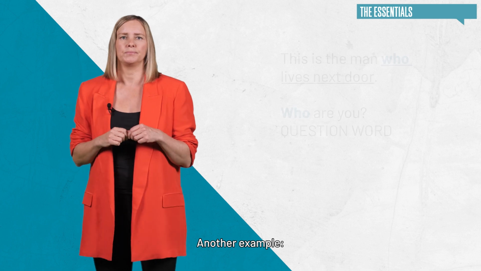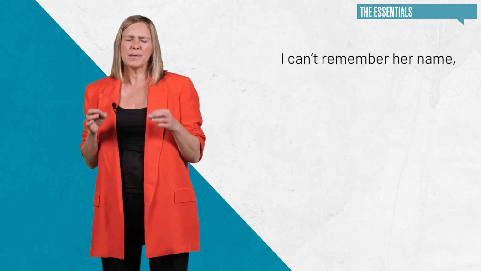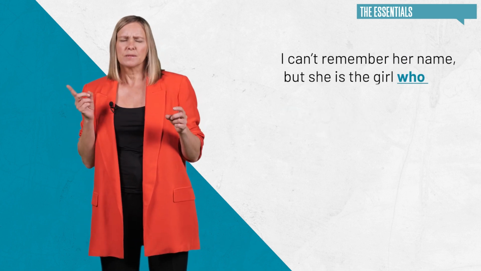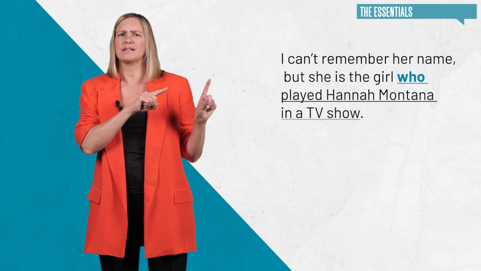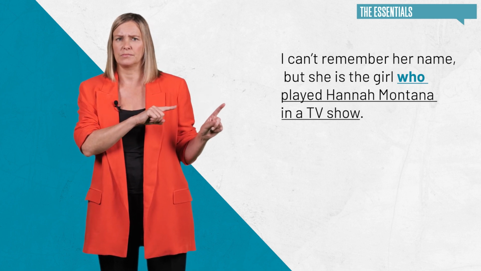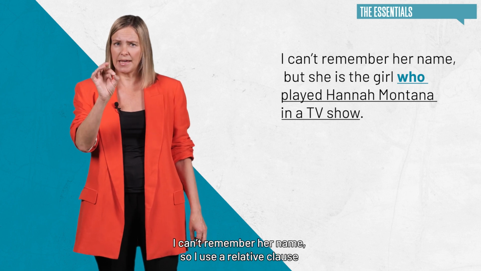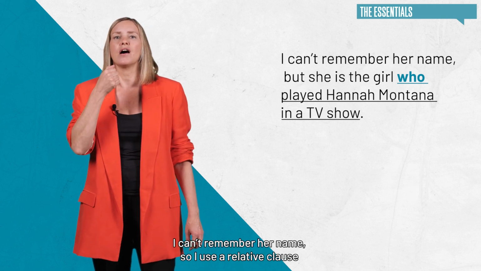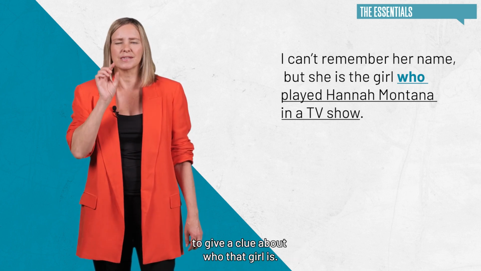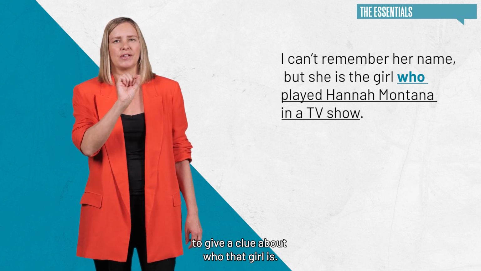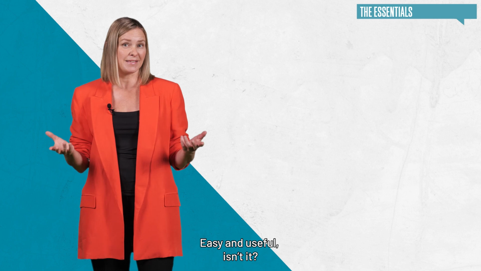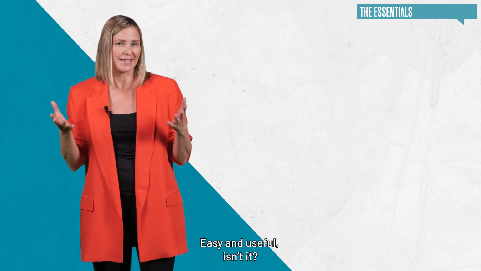Another example. I can't remember her name, but she is the girl who played Hannah Montana in a TV show. I can't remember her name, so I use a relative clause to give a clue about who that girl is. Easy and useful, isn't it?